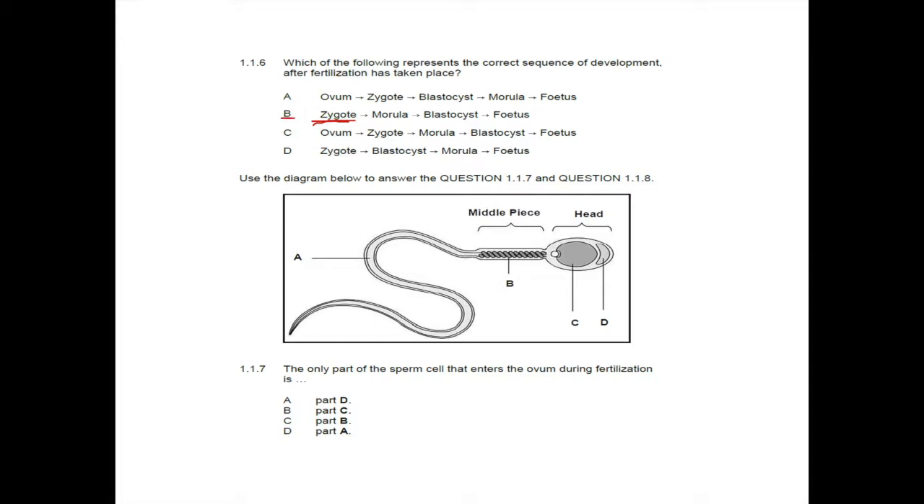Right. Use the diagram below to answer question 1.1.7 and 1.1.8. 1.1.7. The only part of the sperm cell that enters the ovum during fertilization is. So, the only part that enters we know is the nucleus, and that is found in the head, and that will be part C. Which letter did you have to choose? B. Most of the kids wrote C and they didn't write B, and that's where they made their mistake. So please, it's part C, but the multiple choice letter that you have to choose is B.